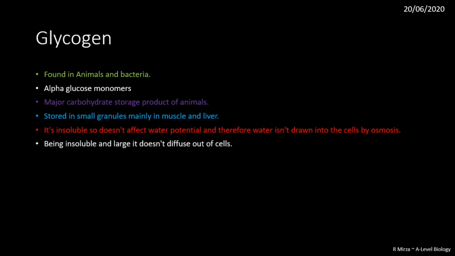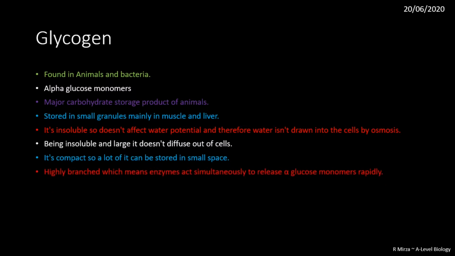It's also compact, so a lot of it can be stored in a small space. And also being highly branched, it allows enzymes to act simultaneously to release alpha-glucose monomers rapidly, which is particularly advantageous for animals with a high metabolic rate as they have to carry less mass.